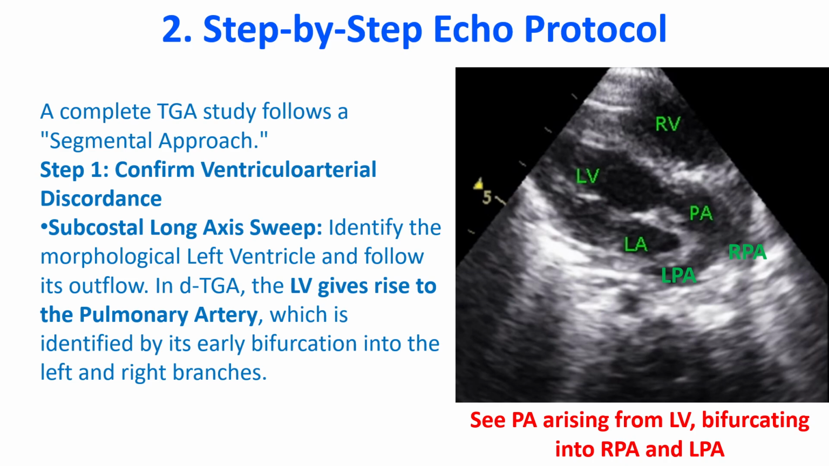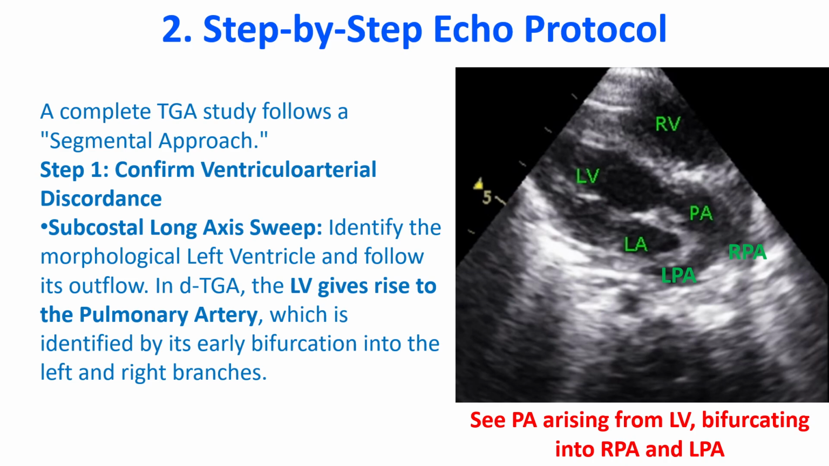Confirm ventriculoarterial discordance. In subcostal view, identify the morphological left ventricle. Morphological left ventricle has two papillary muscles, while the right ventricle will have three papillary muscles, and the valve will be bileaflet, mitral valve for the left ventricle, and trileaflet tricuspid valve for the right ventricle. And the tricuspid valve is more proximal. Then follow the outflow of the morphological left ventricle.